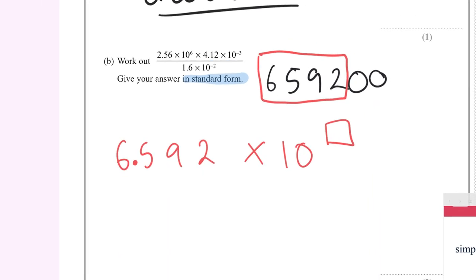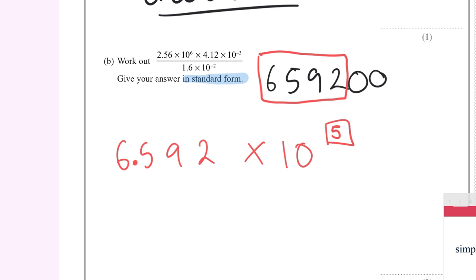And then to get this number up here, we're counting the number of jumps. If we put that back into our number, imagine that's our decimal point, how many jumps to get to the end? 1, 2, 3, 4, 5 jumps to get to the end of your number. So then, that is your answer. And it's honestly not that bad.